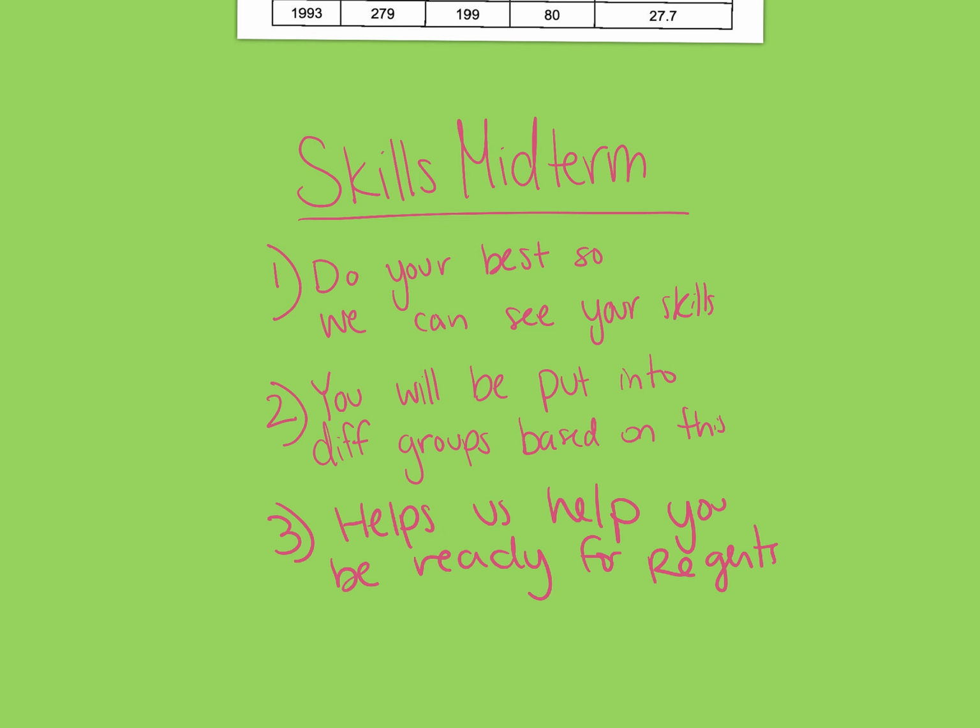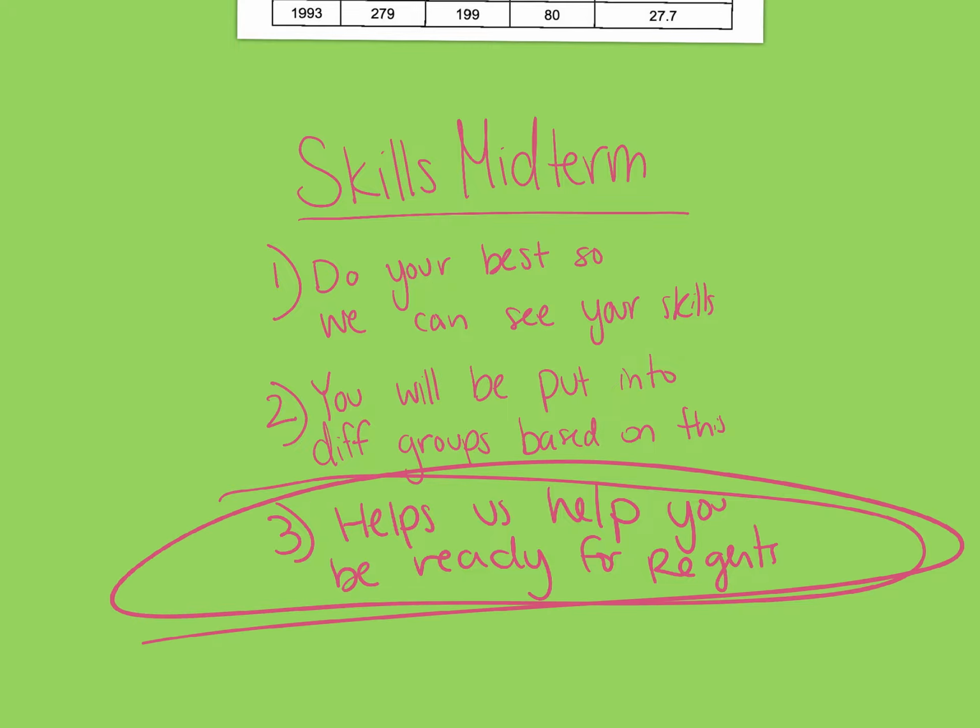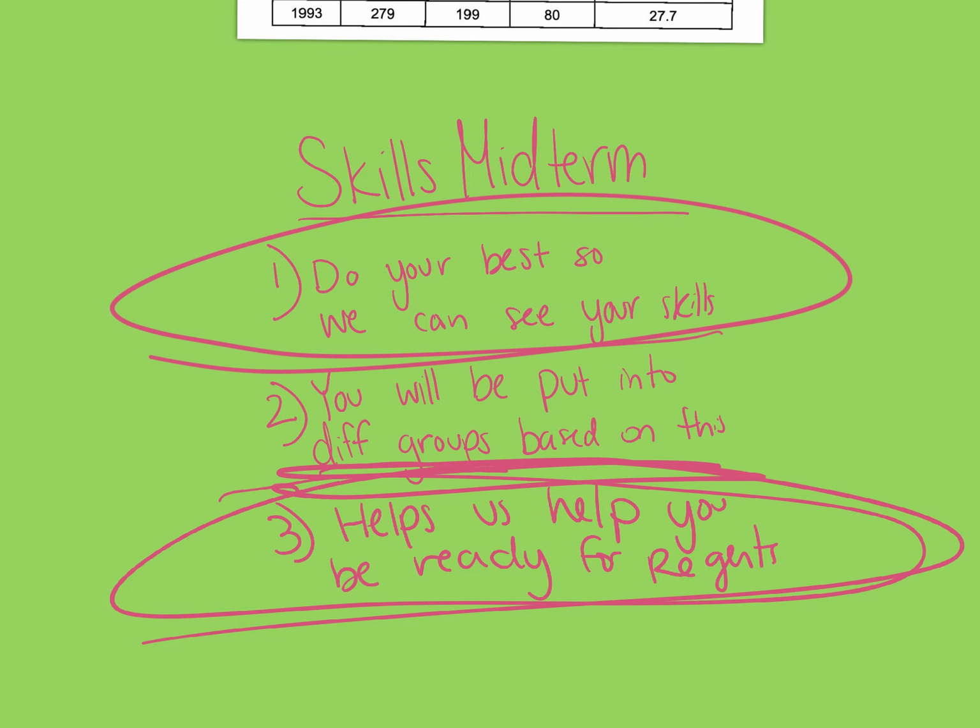All right, I'm going to leave you guys with one last graph to identify a trend in, but I just want to let you guys remember the purpose of the skills midterm. It's to help us help you be ready for the Regents. So we're going to put you into different groups based on this, meaning if you need help with graphs, you're going to be in a group that's getting help with graphs. So you need to do your best so we can see what your actual skills are and what your actual areas of need are. If you put minimal effort into this, we will not have any idea what you need help with, and you will be put into a group that is going over a skill that you don't really need help with.